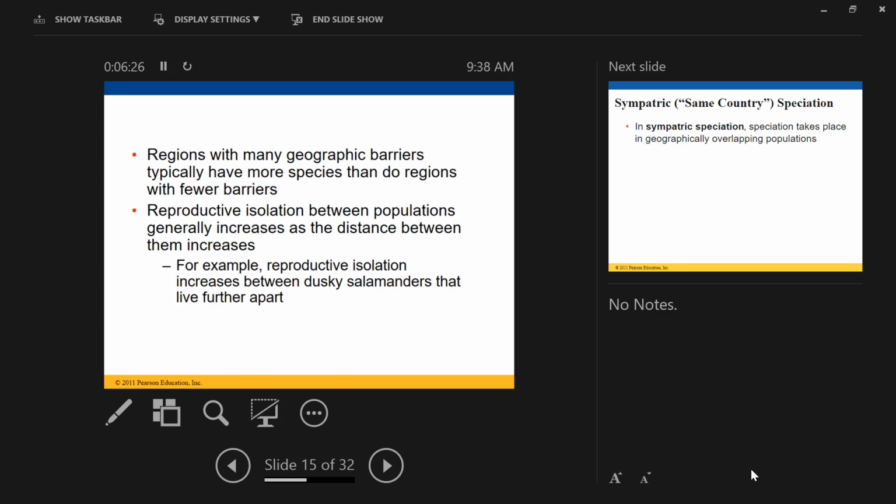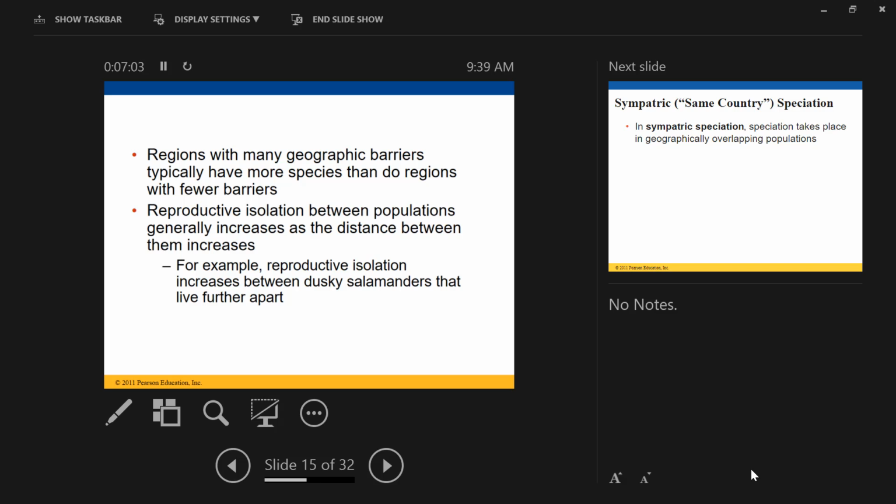And here's some support for this. Regions with a number of geographical barriers, like a chain of islands, like Hawaii, or a series of lakes like you have in Michigan and Minnesota, or the Philippines, another archipelago, typically have a lot more species than regions with fewer barriers. So that's one piece of evidence that allopatric speciation is more common.